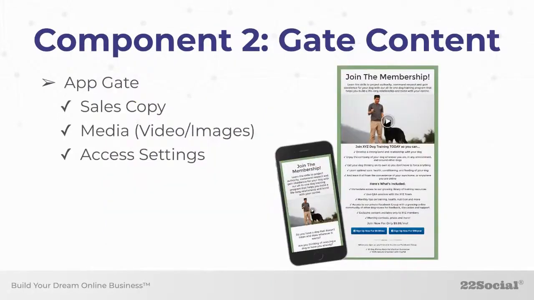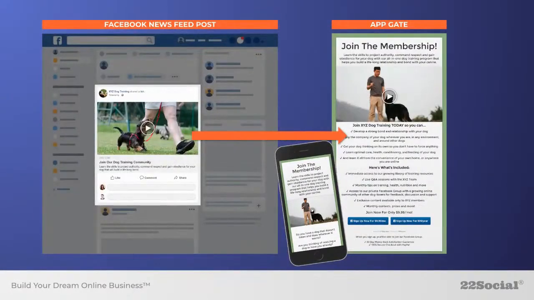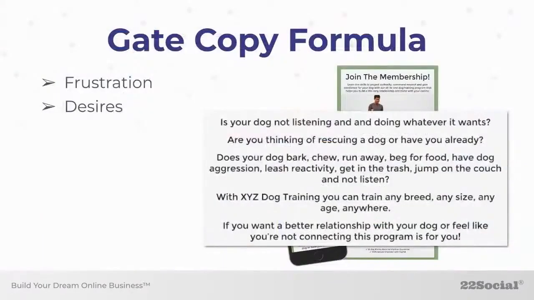The next thing we're going to go through is the gated content, which is really your sales page, media, and some access settings. The first thing we're going to go through will load up when someone clicks on that preview post. And for the copy itself, just a few things to keep in mind. I like to break it down into really two parts. The first part is some text that explains the frustrations that you are addressing with your membership. What are they struggling with? What are the challenges that they're having? So they can say, yeah, you know what, I'm having these challenges. Sounds like it's something for me. And also what they desire, what they want to see happen.